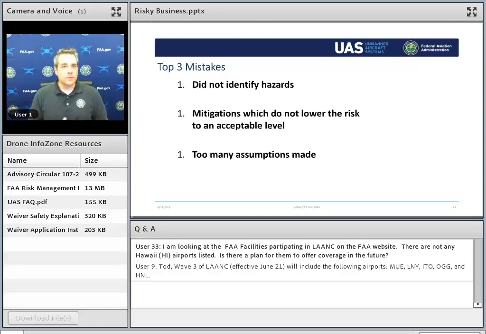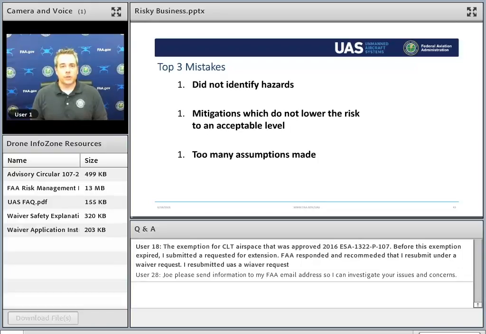So probably no surprise here when we look at the top 3 mistakes in waiver applications, specifically tuned into the risk management topic today. People are not identifying hazards. They're simply not identifying any hazards in their waiver application. And if they do identify some hazards, they're not providing sufficient mitigations to reduce the risk to an acceptable level. The example of that is, if another aircraft comes in, I'm going to land. Okay, but how are you going to do that? What steps are you going to take? Are you going to employ VOs to help deconflict with the traffic? We need to see that mitigation spelled out.